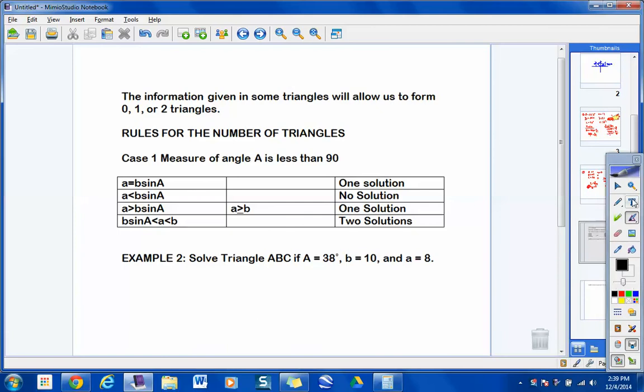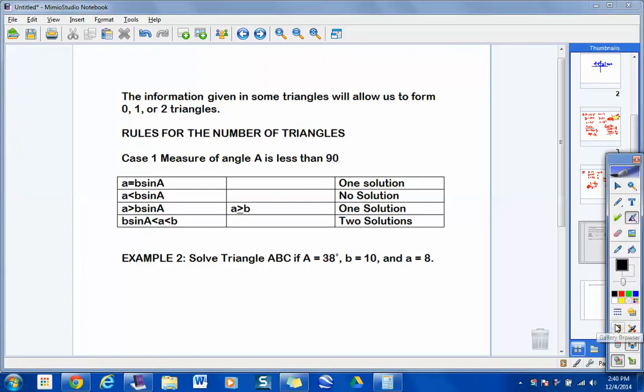It says the information given in some triangles will allow us to form, what did we say in the beginning? You might have a situation where the information they give you doesn't even make a triangle. You might have just one triangle, or you might have enough information to form two triangles. Okay? Now, rules for the number of triangles. Jackie, you remember doing this? Yeah, we addressed it a while ago, but we had a chart kind of like this. All right, well, it's back again, and it's not going away.